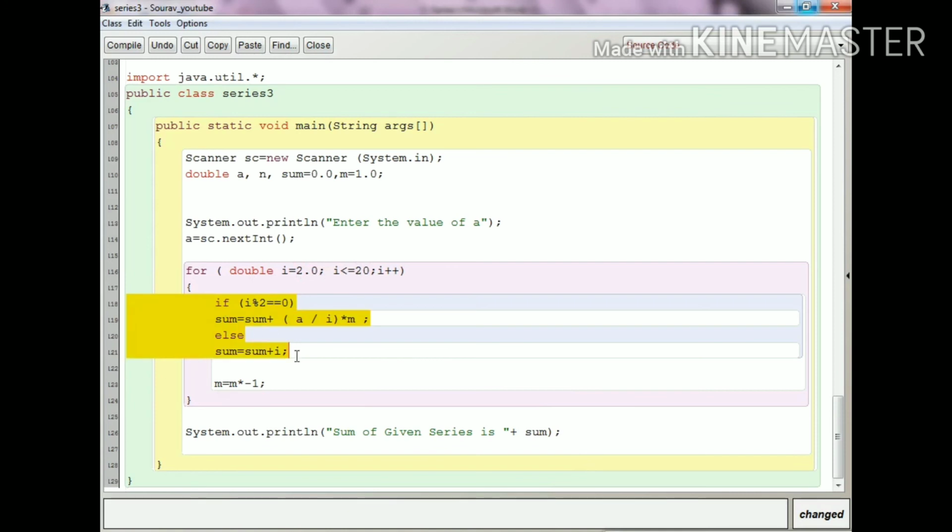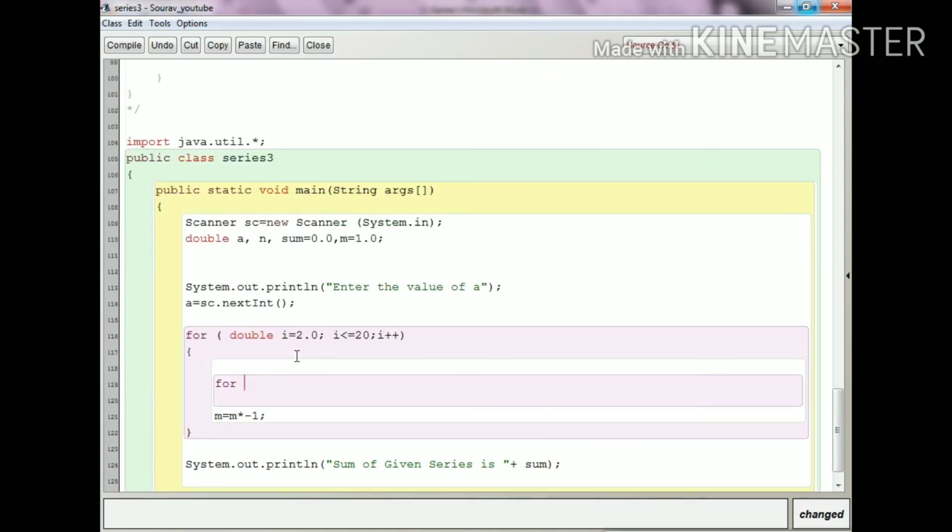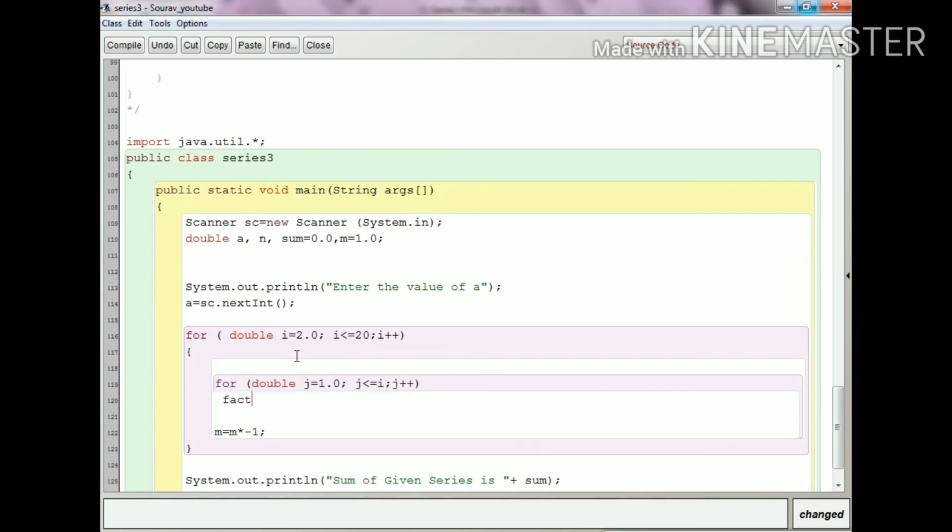Just here I use for double j equals 1.0, j less than equals i, and j plus plus. Write fact equals fact into j. So here I declare fact equals 1.0, and I have to declare fact equals 1.0 here because every time when i gets a value, fact becomes a neutral value, that is 1.0.